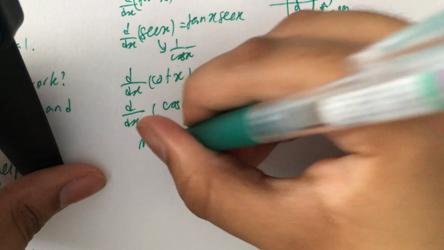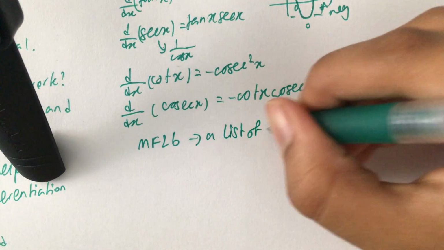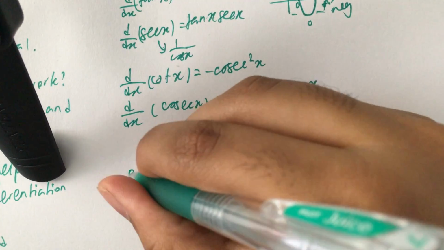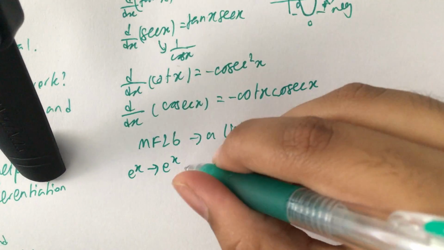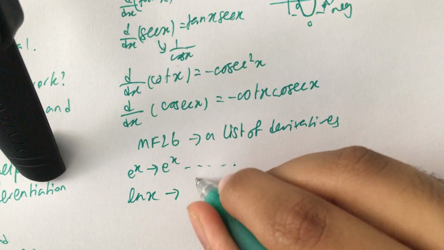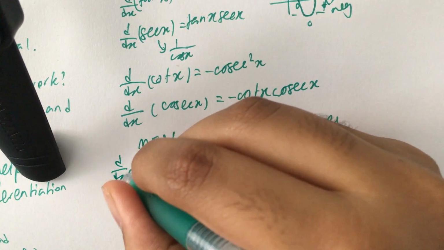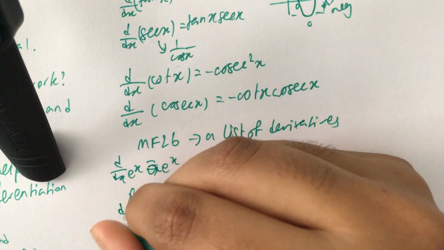And then afterwards you will have your e to the power of x, which is forever e to the power of x, no matter how many times you differentiate it. And then you have your ln x, which will become 1 over x. And there isn't anything else that you cannot find in your M26. It should be fine.